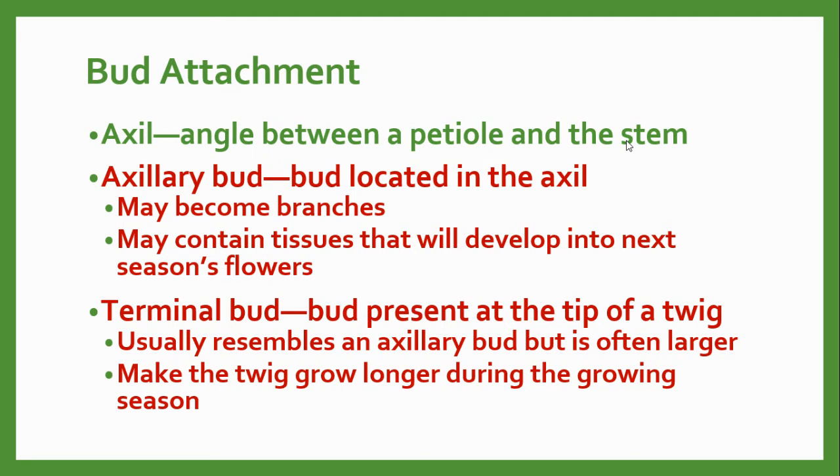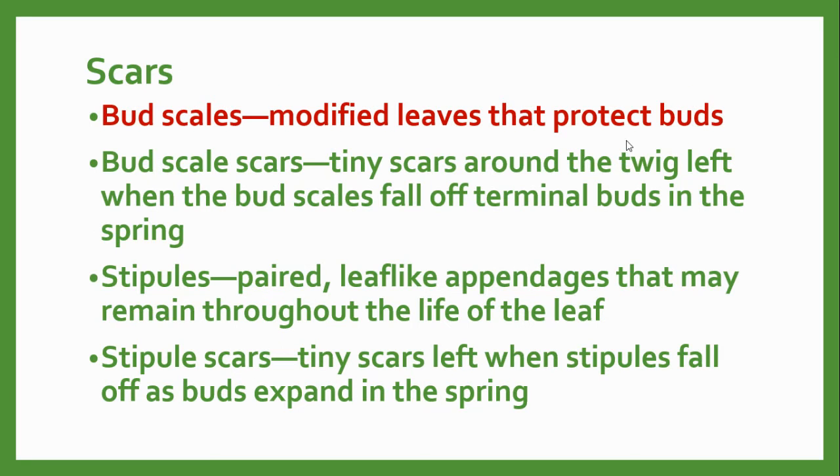Bud attachment. The axil is the angle between a petiole and a stem. Axillary bud is a bud located in the axil. It may become branches. It may contain tissues that will develop into a flower. And a terminal bud is a bud present at the tip of a twig, usually resembles an axillary bud but is often larger, makes a twig grow longer during the growing season.